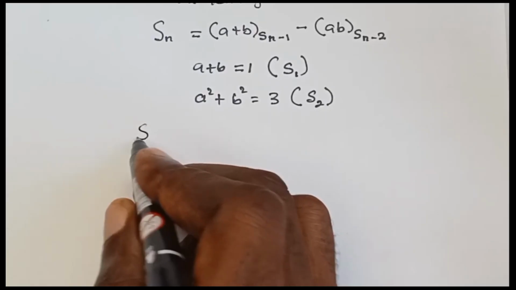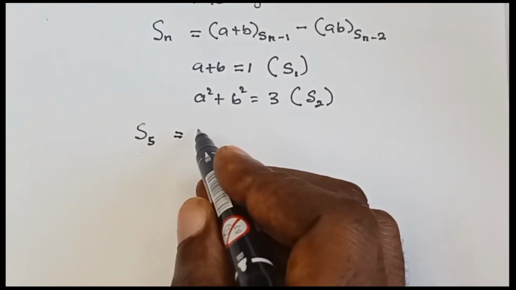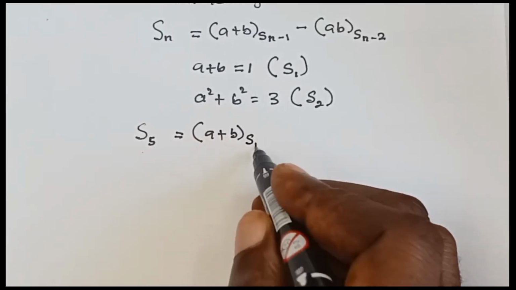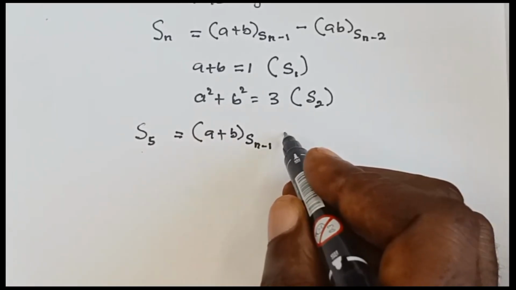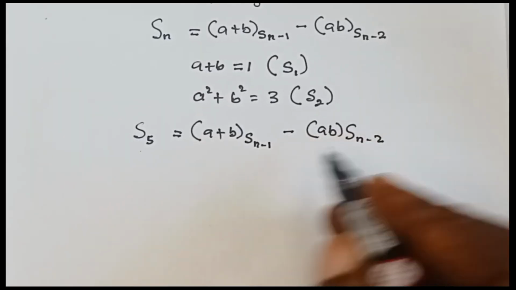Okay, so now for the sum of the fifth power, the formula is given as (a plus b) Sn minus 1 minus ab Sn minus 2. Okay, that's the formula.